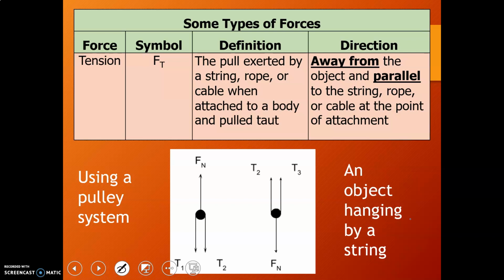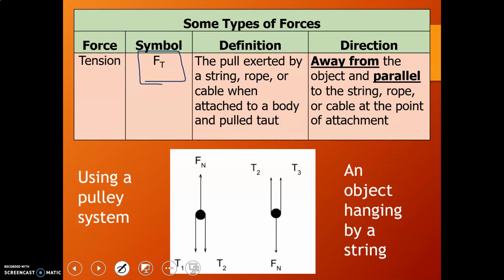All right, next one we're going to look at is tension. Tension is Ft, T for tension. It's a pull exerted by either a string, a rope, a cable. Usually it's an example of something hanging. So maybe by a string or a rope.